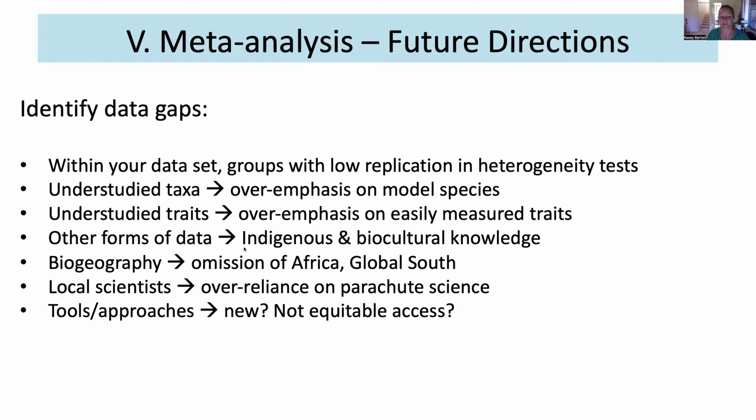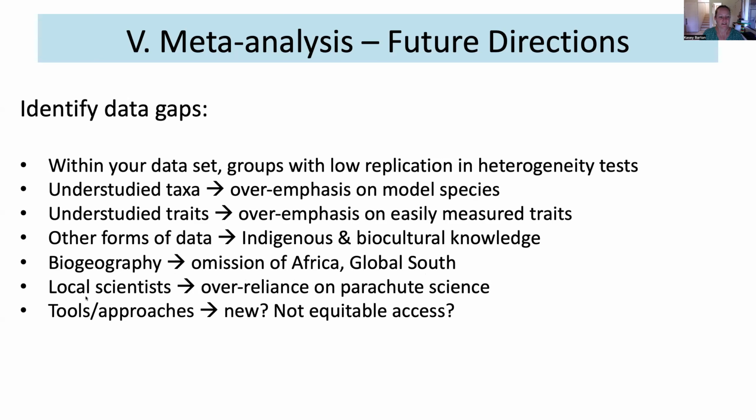Other forms of data are often lacking, like indigenous biocultural knowledge, which means we don't totally know what's going on with our particular question. I think biogeographic data gaps are really important, and it's not because those data don't exist, it's because they're often not as accessible to people working in the global north in meta-analysis. So we're missing data from Africa and the global south often. And this is a really important point because people often talk about global meta-analyses, but you need to really look at the biogeographical scope of your data set. And if you don't have strong representation from Africa and the global south, for example, it's not a global meta-analysis.